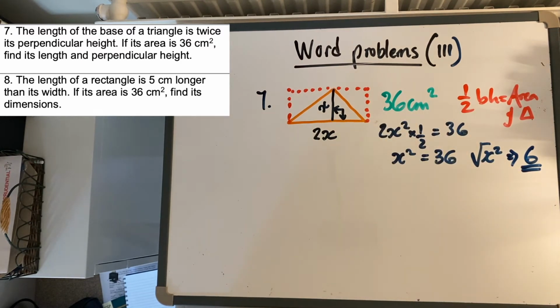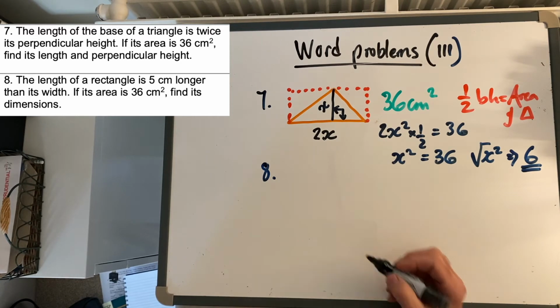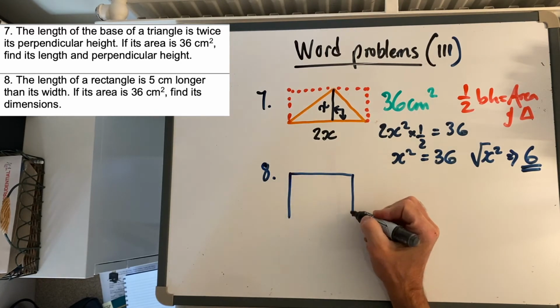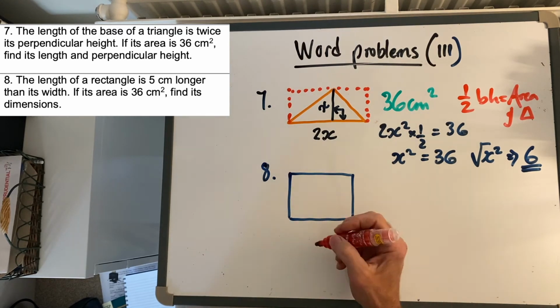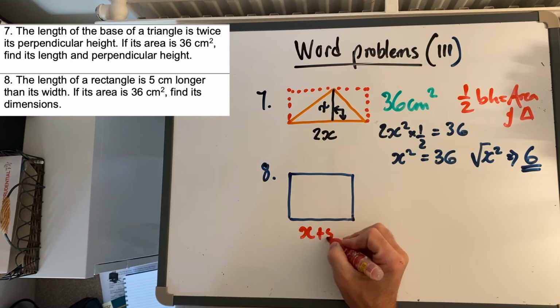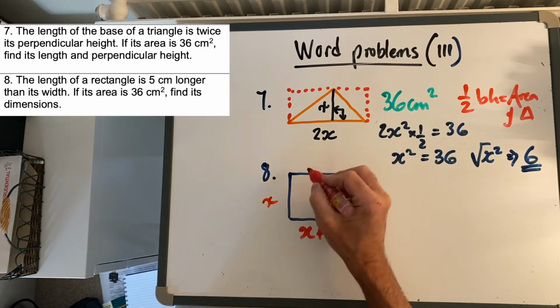Okay. Now let's look at question 8. Question 8 says the length of a rectangle is 5 centimeters longer than its width, and the area. So this is a rectangle. Sketch out my rectangle. I like to sketch things out. It's easier to see. So the length is 5 longer than the width. So let's call that x plus 5. This is x. This is x. This is x plus 5.